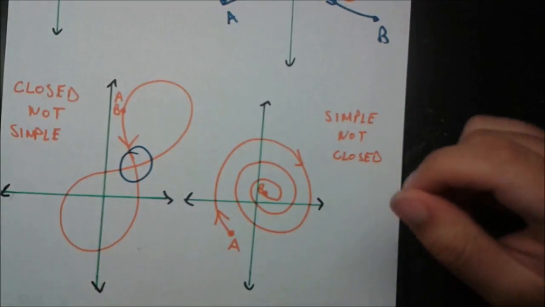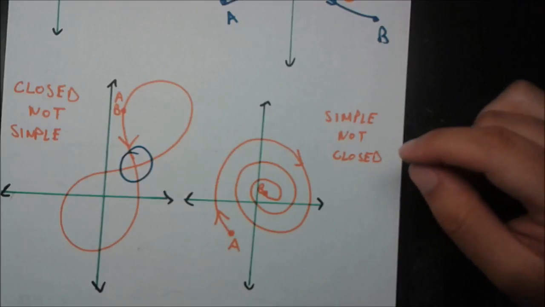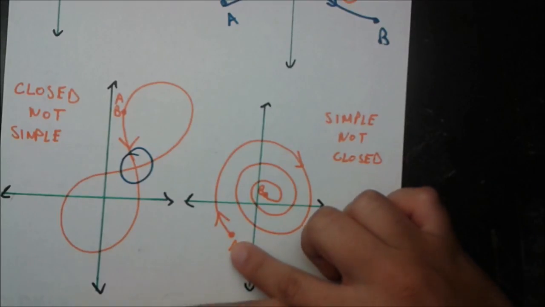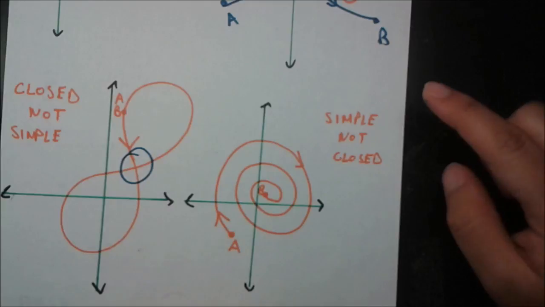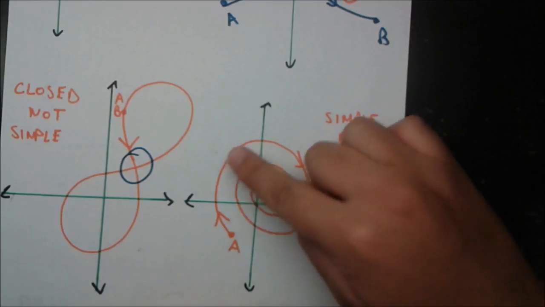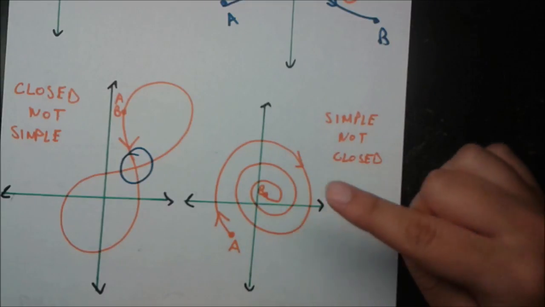Now this spiral is simple, but it's not closed. It's obvious that it's not closed because the A is here and the B is here. And it's simple because it has no self-intersections. It always just goes inside without touching itself ever. So that's something to keep in mind.